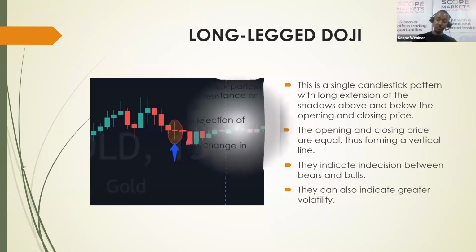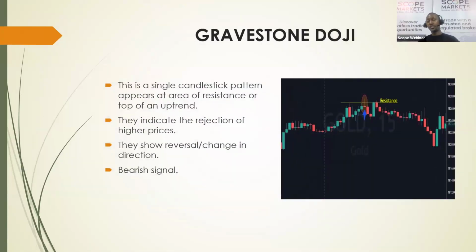So we move on now. The gravestone doji, this is a reversal or a rejection candlestick pattern. This is how it looks. Forgive my drawing, but this is how it looks. We can have no lower wick at all, or you can have a small lower wick. But what makes them gravestone doji is these long upper wicks.